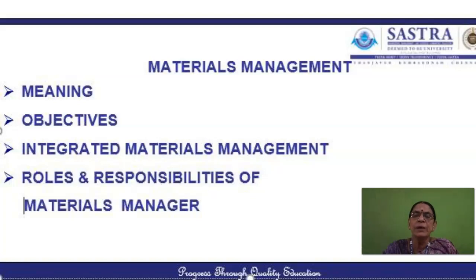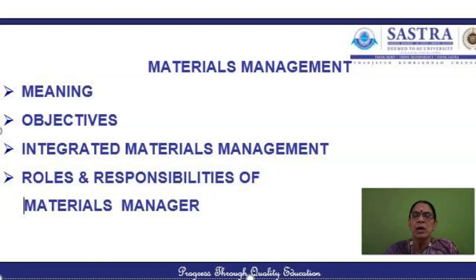So materials management is said to be an integrated system or an integrated approach which includes right from planning, sourcing, receiving, storing and issuing the materials. With this background, we shall see the objectives of materials management. Materials management says that all the materials must be purchased with the right quality, right quantity and at the right time from the right source.